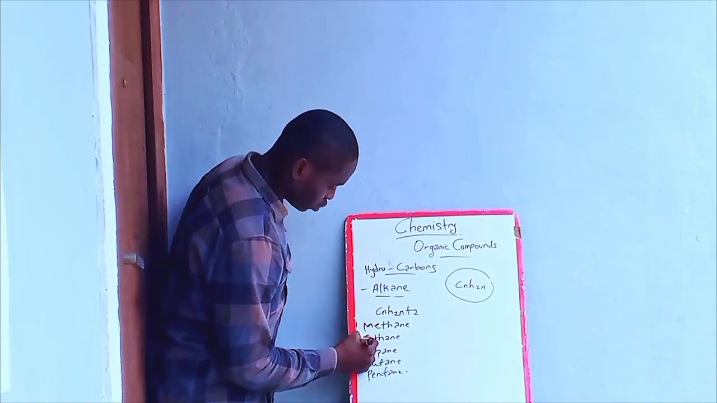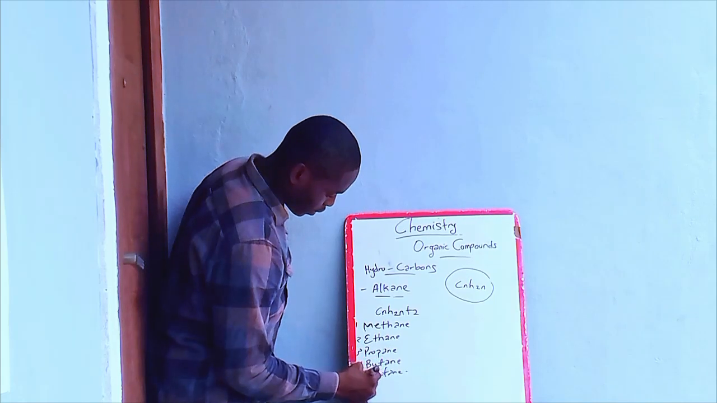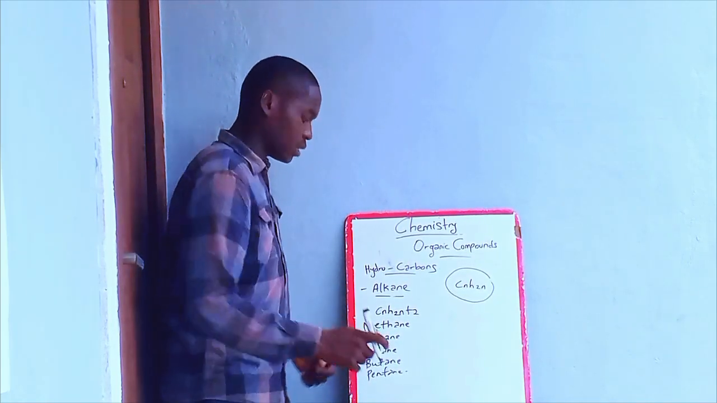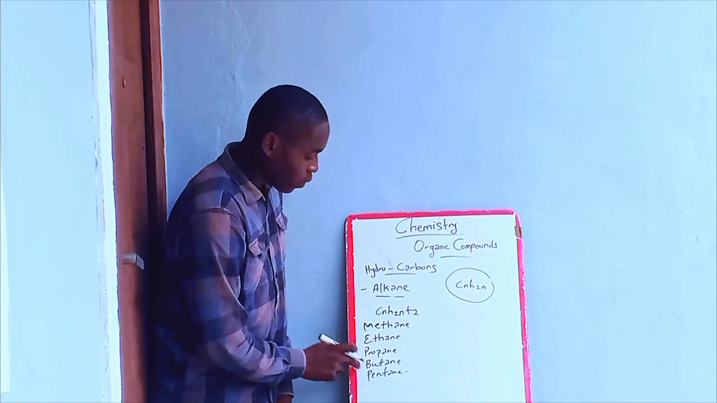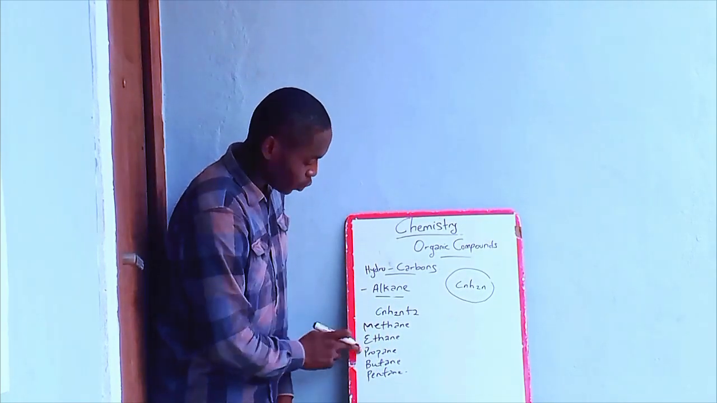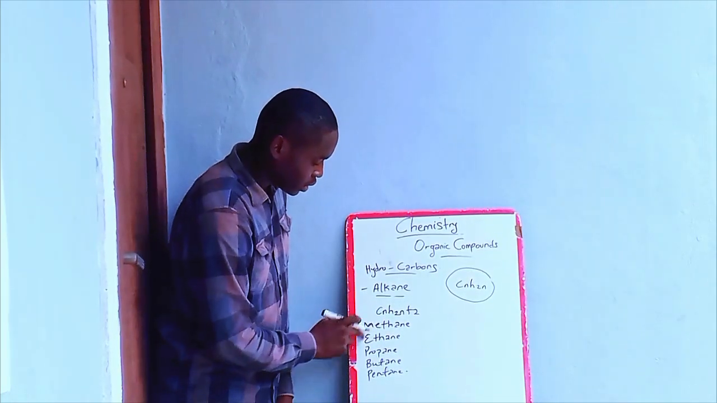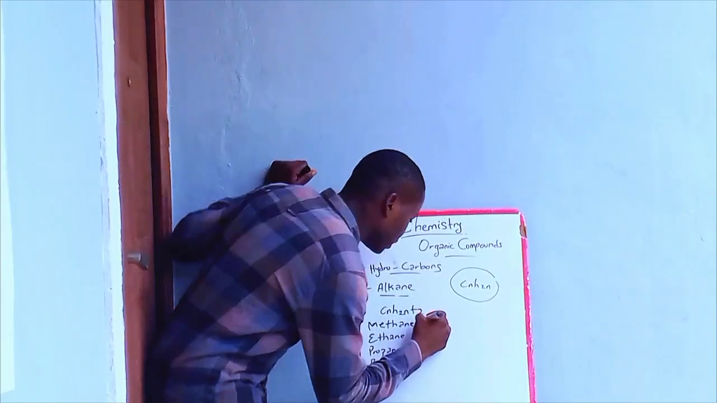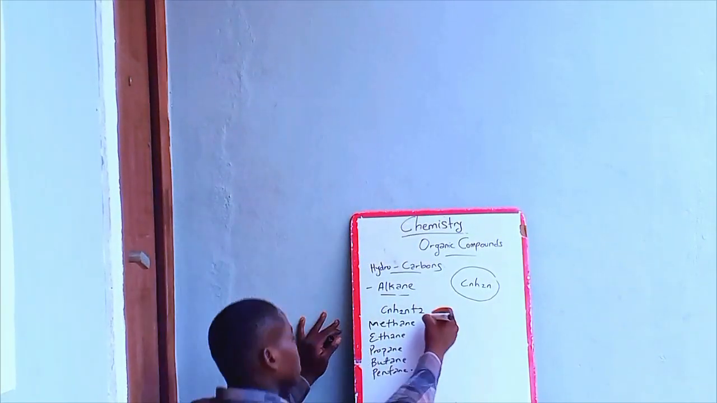This is 1, 2, 3, 4, 5. This is methane, ethane, propane, butane, and pentane. But means 4, pent means 5, prop means 3, ethane, methane, and all the rest. Get. Now the formula for methane is going to be C.